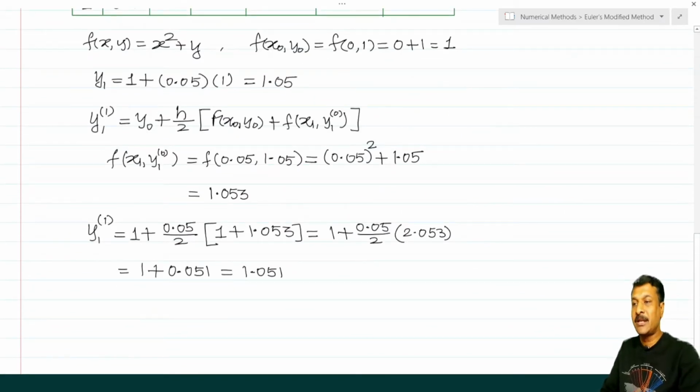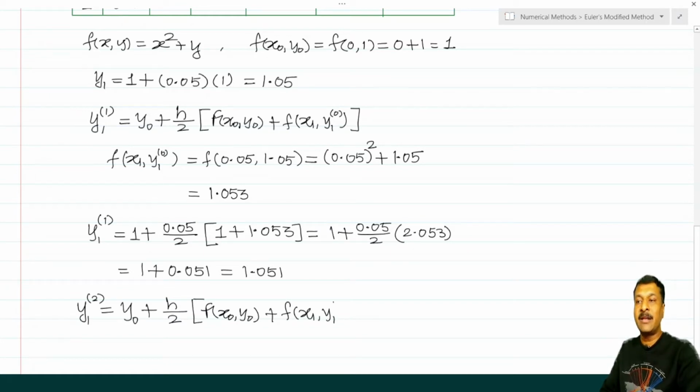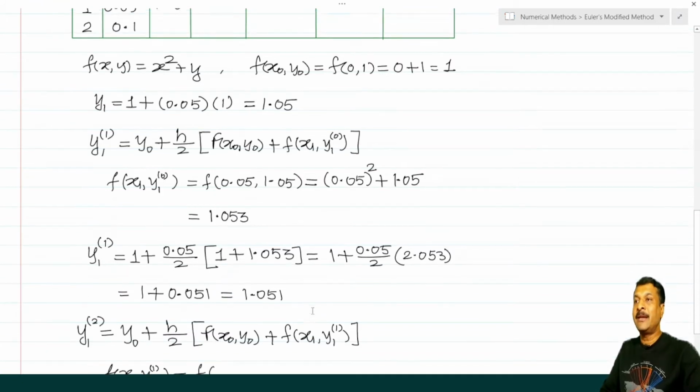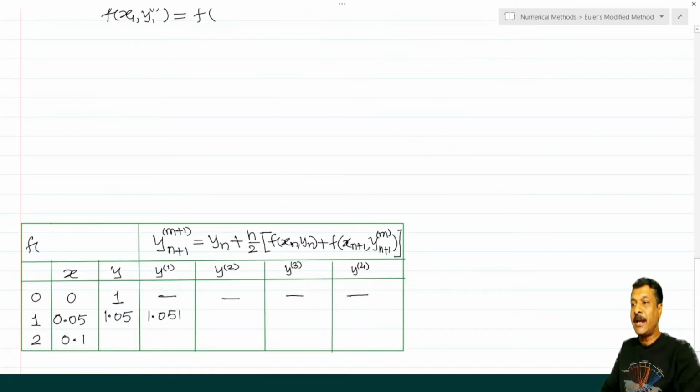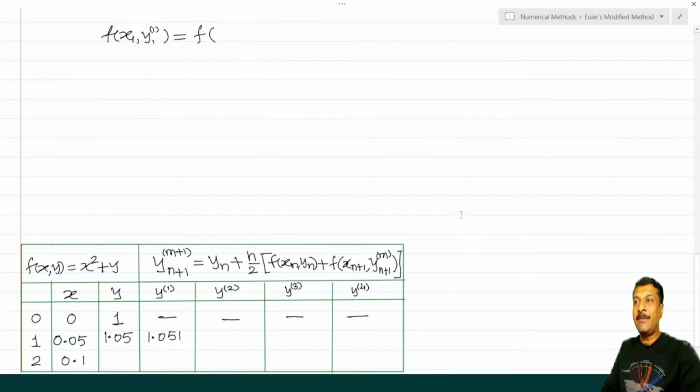For the second position, it means y1 at second position, what I want is the last value of y plus h by 2 and the average of f of x0 y0 plus f of x1 y1, but the last value of y1 is y1 at first position. So it means that I have to find now f of x1 y1 at first position. So what is f of xy? It is x square plus y. In the table you also write f of xy. So by this table I will get the value.